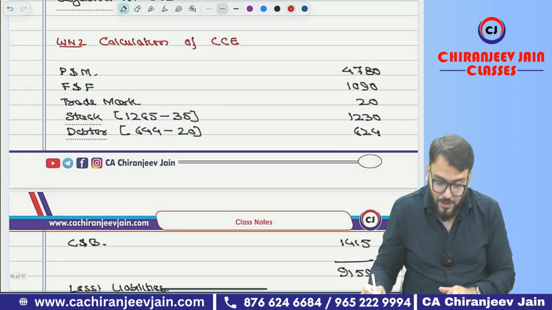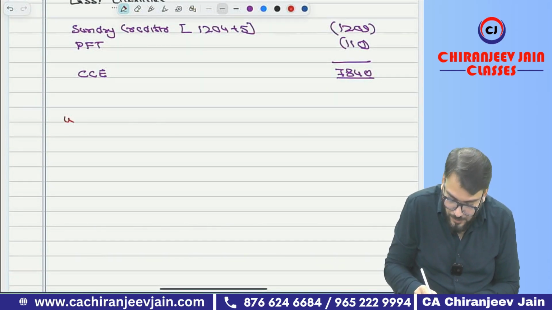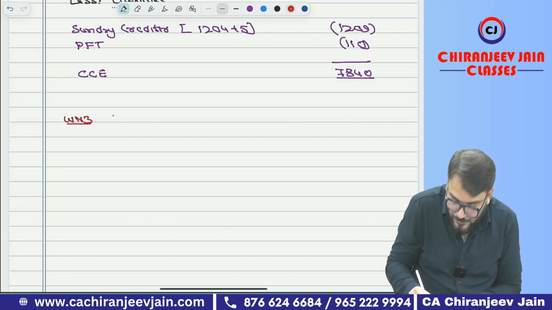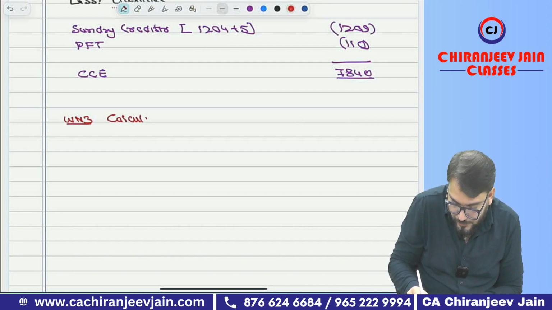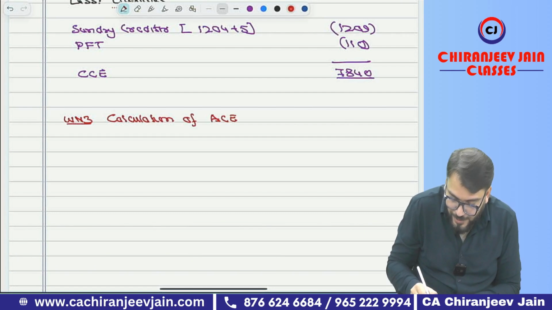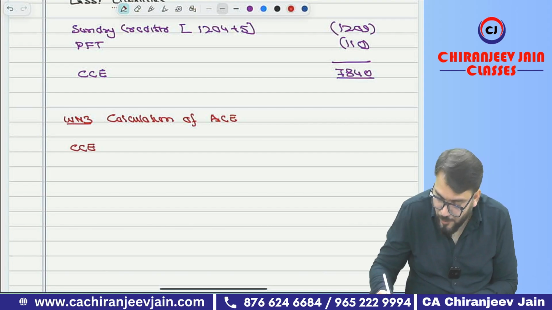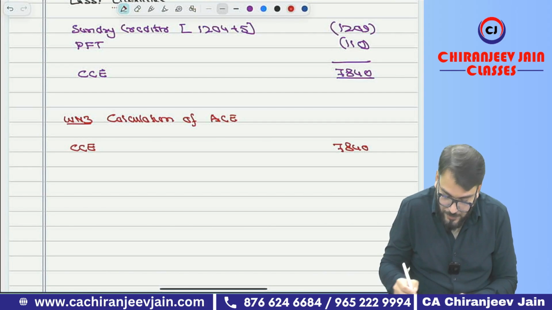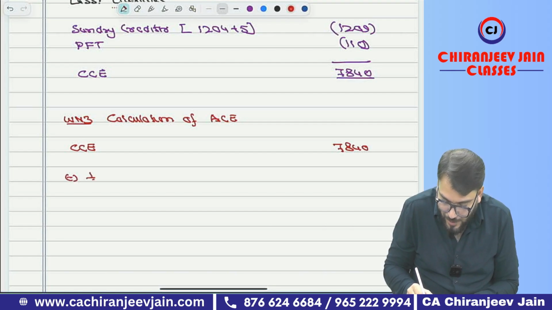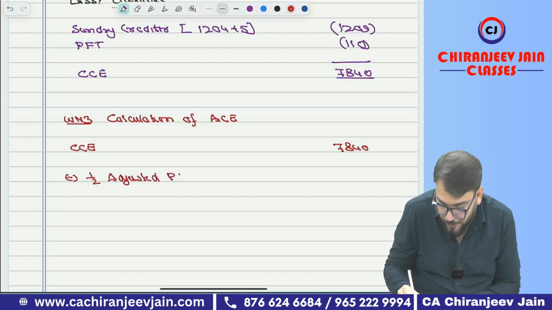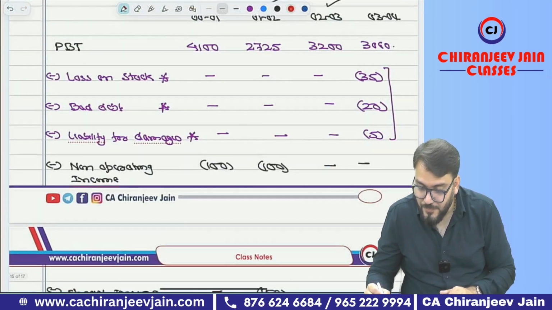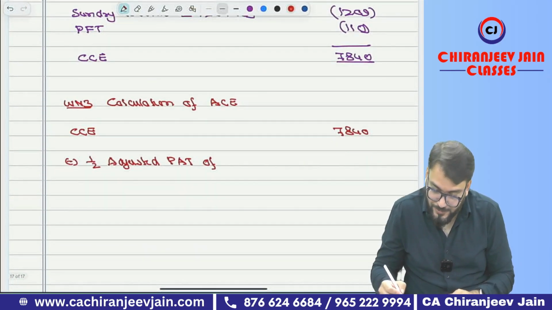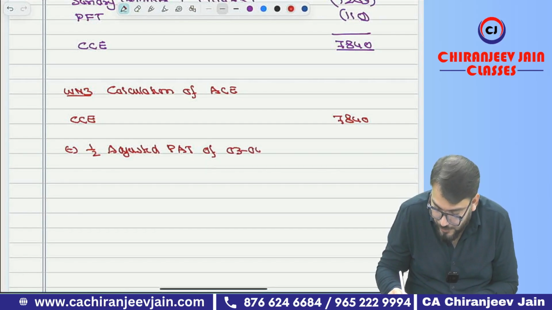Now we'll calculate what? Average capital employed. Working note number 3, calculation of average capital employed. We have closing capital employed 7840. We'll do minus half adjusted profit after tax of which year? Of the last year. Last year is what? It is 2003-04. This you need to understand, 03-04.